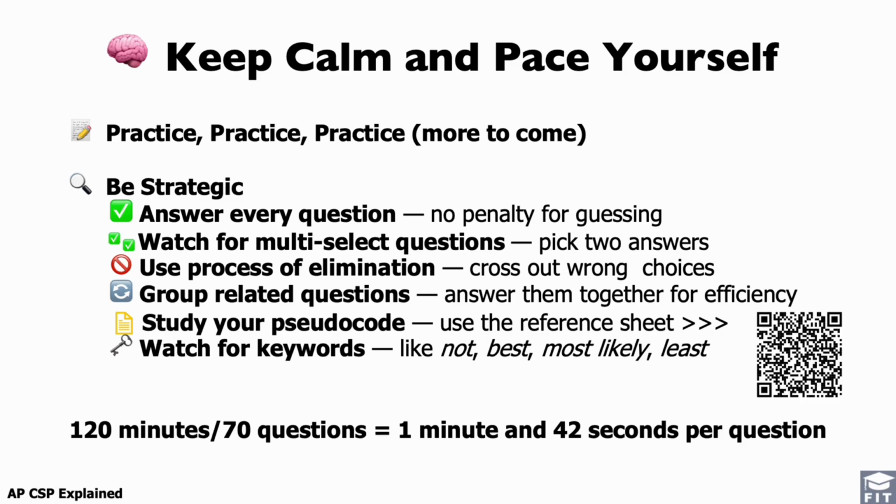Pay attention to question types. Some questions require you to select 2 correct answers. These are scored as all or nothing, so ensure you select exactly 2 options. Use process of elimination to narrow down choices, especially when uncertain. Group-related questions. If multiple questions are based on the same code or passage, tackle them together to save time and mental energy.